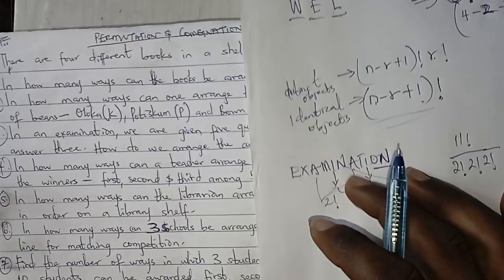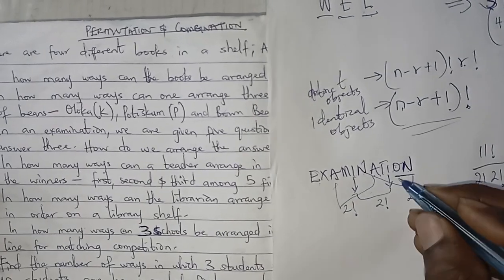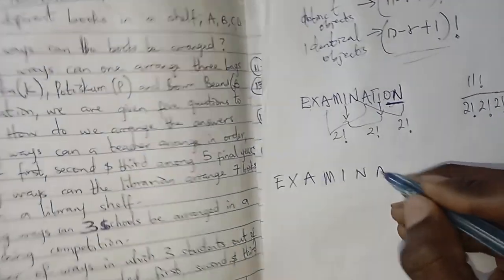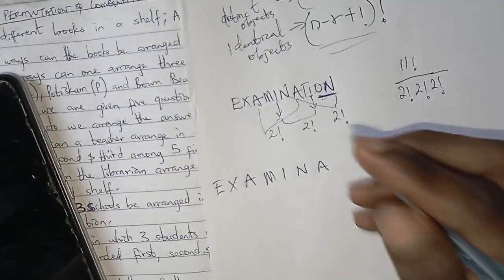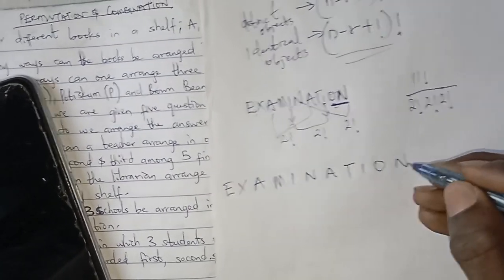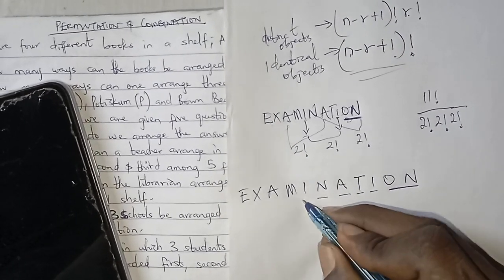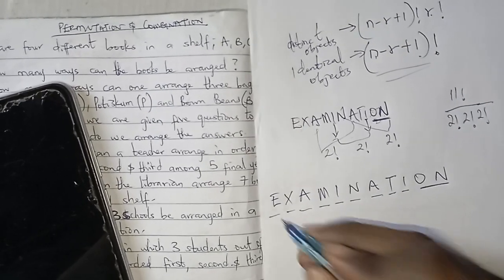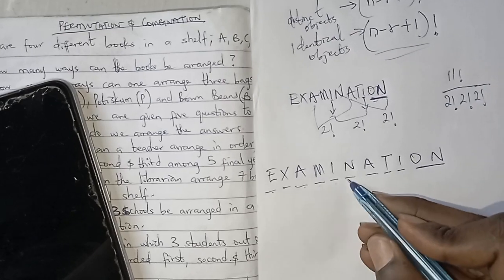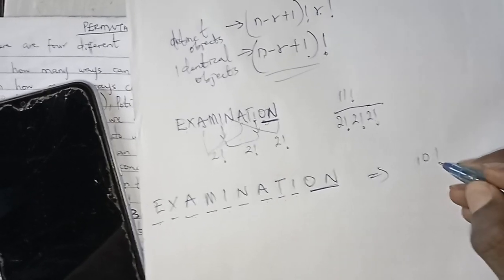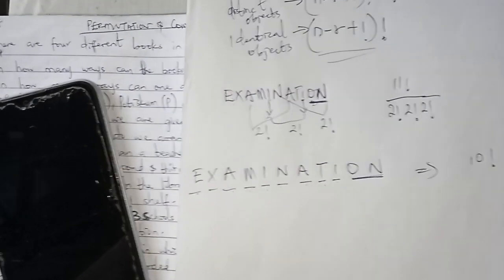But this time around, they want it such that O and N are together, which means that instead of 11, when I count this to be 1, notice that I now have, okay, let's rewrite it. E, X, A, M, I, N, A, T, I, O, N. Now notice, let's do this together then. So let's count 1, 2, 3, 4, 5, 6, 7, 8, 9, 10. So we now have 10 factorial. That is, we are trying to get when they are together.